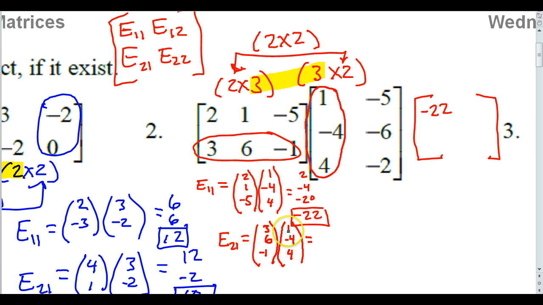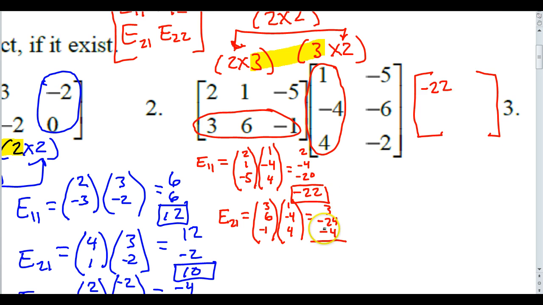If I multiply those, I'm going to get 3, -24, and -4. If I add these, that's going to give me -21, and then -4, so that's -25. So that should be element 2, 1. Right here, this is my -25.